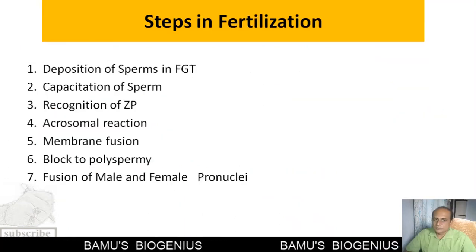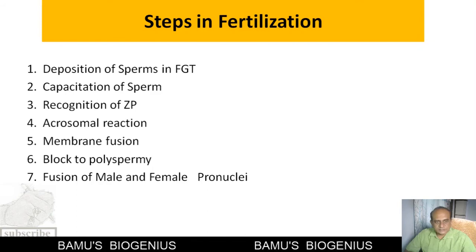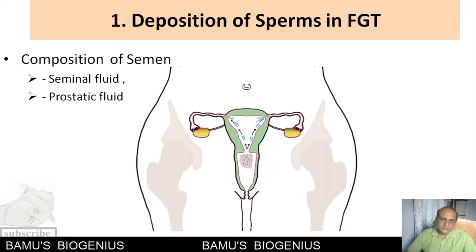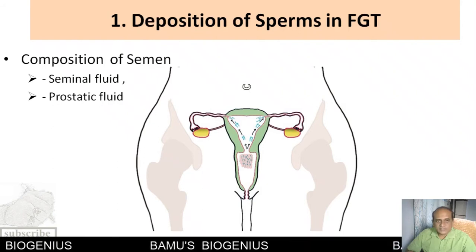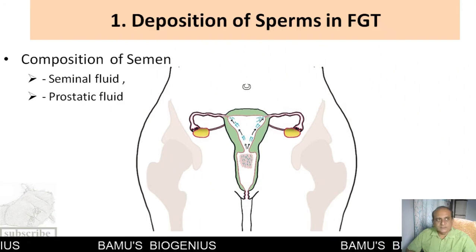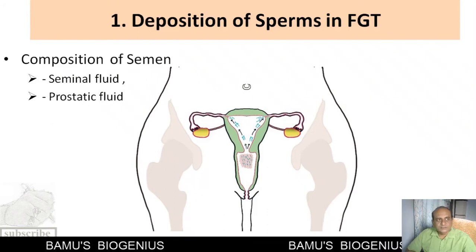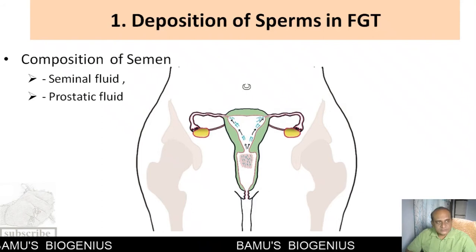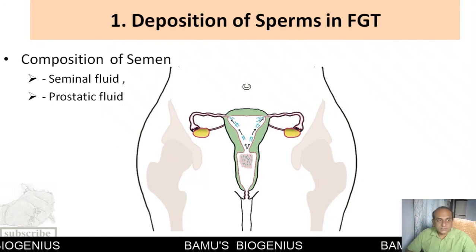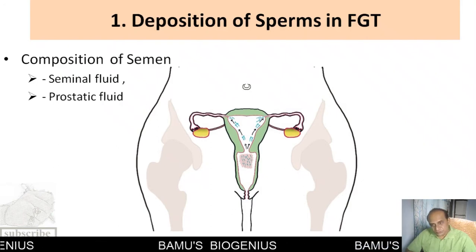Now we will discuss the steps in fertilization. The first step in fertilization is the deposition of sperms in the female genital tract. The sperms are deposited in the female genital tract with the help of semen. Semen is a fluid secreted by 5 regions of the male genital tract. The first region is the testes, where the sperms are synthesized. Then the epididymis, where sperms are stored.